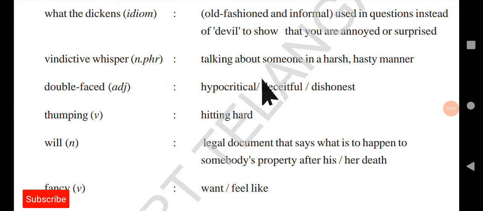Vindictive whisper, talking about someone in a harsh, hasty manner. Double-faced, hypocritical, and deceitful or dishonest. Next, thumping, hitting hard. Will, a legal document that says what is to happen to somebody's property after his death. So the second thing that he was to do on Monday is that he is going to make a will at his lawyer's. That means he is going to make his property belong to someone, not to his daughters, but he's finally going to settle the things.